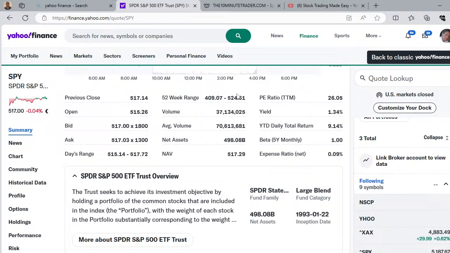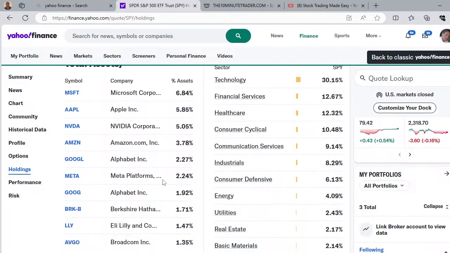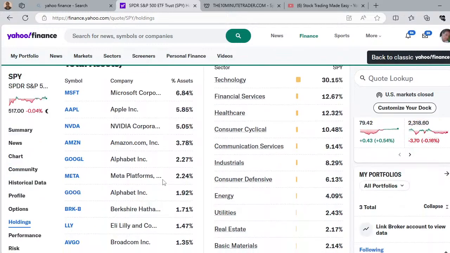Now, do they have a dividend? It does not have a dividend. So let's go down to the holdings. What is in the Spiders? Look at this: Microsoft, Apple, Nvidia, Amazon, Google, Meta, Berkshire Hathaway, Eli Lilly, AVGO. It looks exactly the same as VOO. This one is $500 and something a share, VOO is $450. So you're buying the exact same thing.